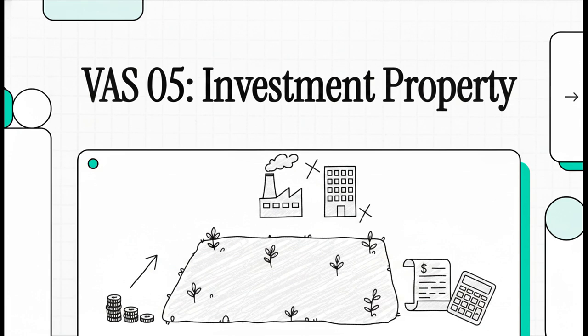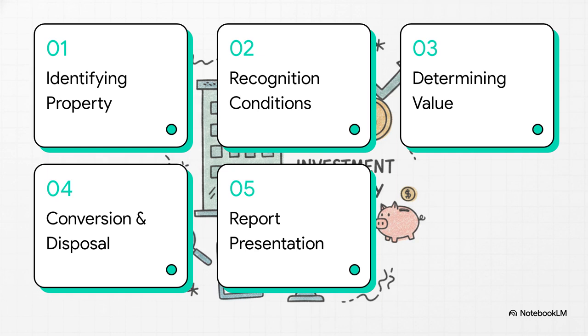Well, welcome to this explainer. Today, we're diving into the nitty-gritty of Vietnam Accounting Standard No. 05, or VAS 05 for short, to figure out exactly how accountants classify, value, and record these specific kinds of assets. Okay, let's quickly look at our roadmap for today.